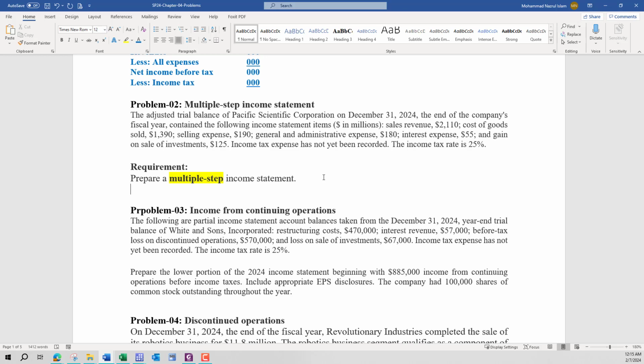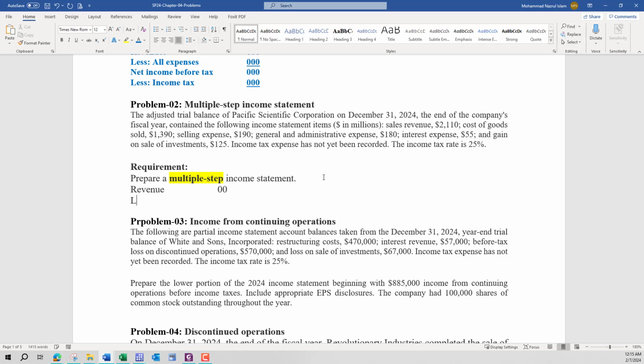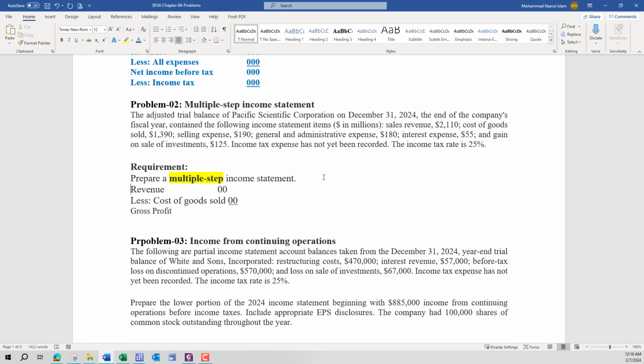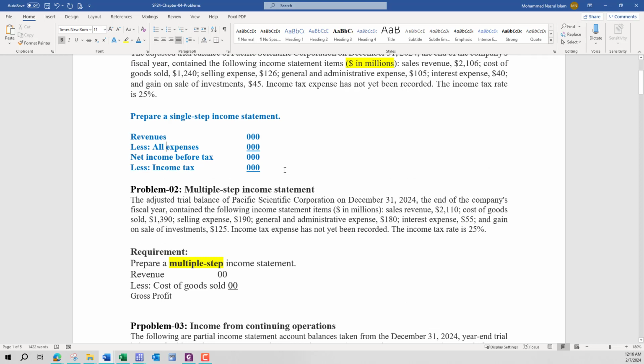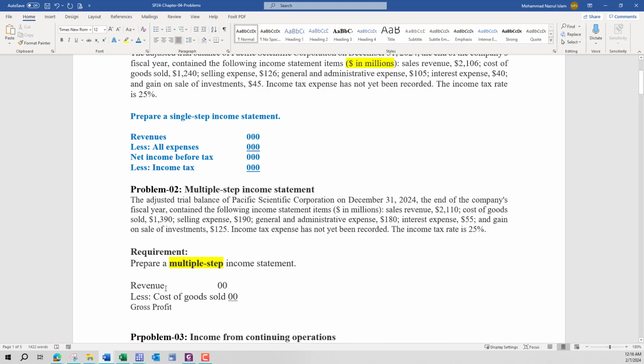When it comes to the multiple steps, it will start with revenue, less cost of goods sold, and this is going to be our gross profit. The difference between the single step and the multiple step is that in the multiple step income statement, we have calculated the gross profit by subtracting the cost of goods sold from revenue. Okay, and let's see how we solved it.